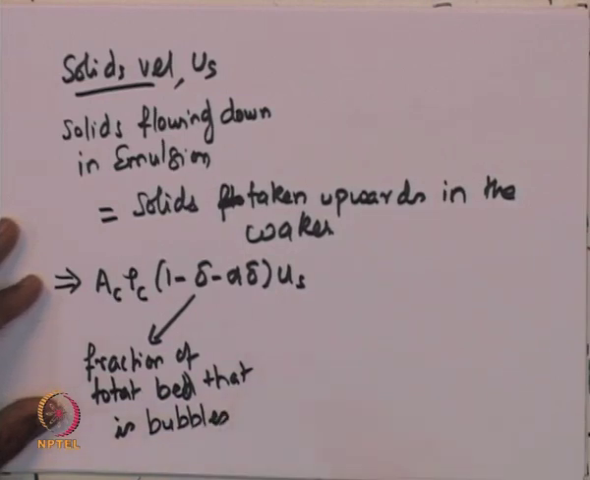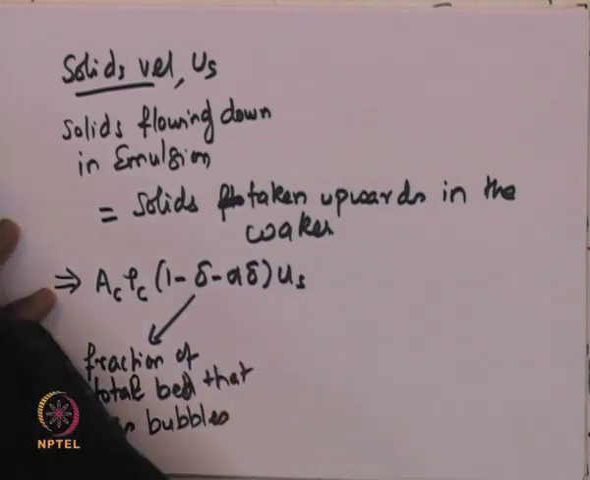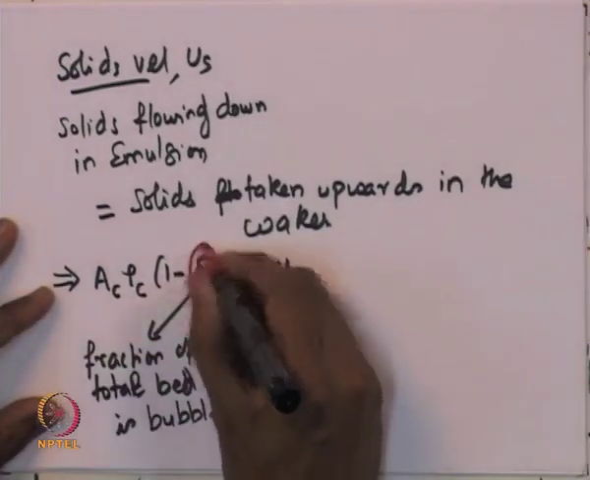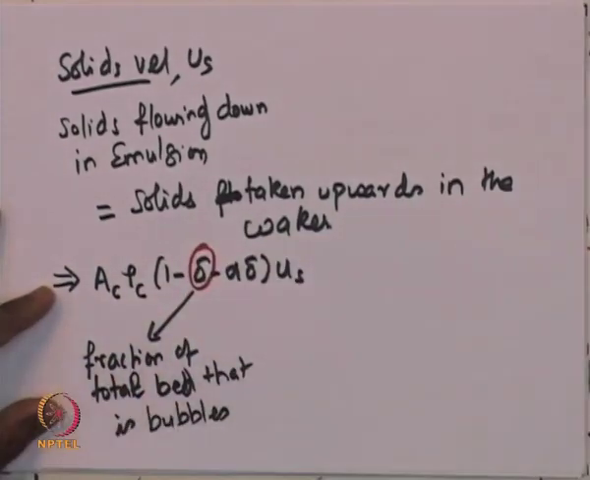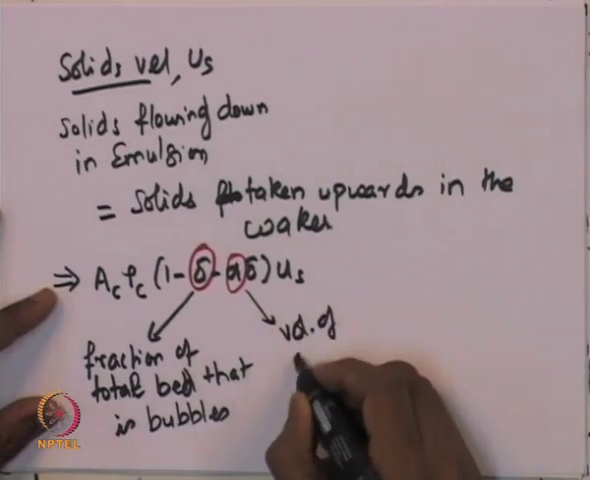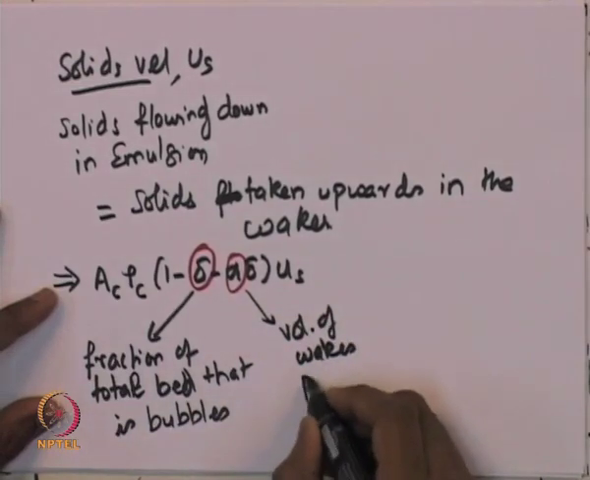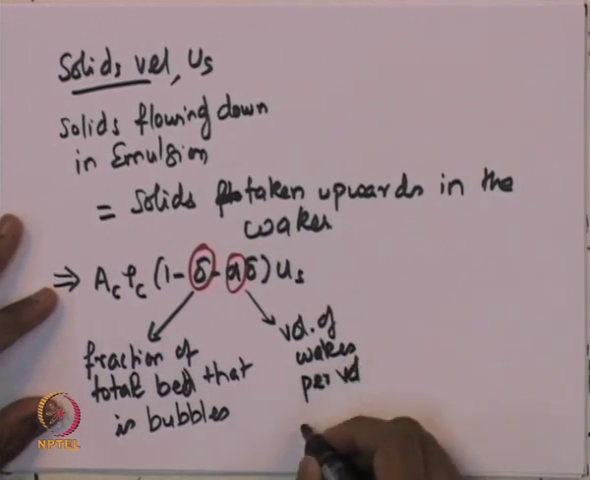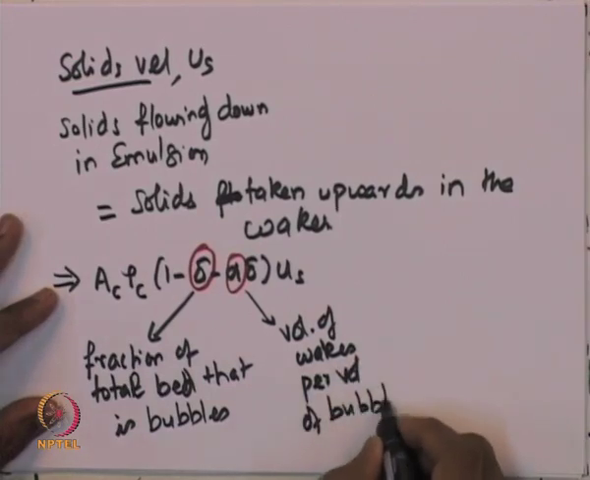Now, this excludes the wakes that are actually formed. This is just the bubbles. This is the fraction of the total bed which is basically the bubble. So, that is delta, and then alpha is essentially the volume of the wake per volume of the bubbles which are actually formed because of fluidization. This is the volume of wakes per volume of the bubbles which are actually formed by fluidization.